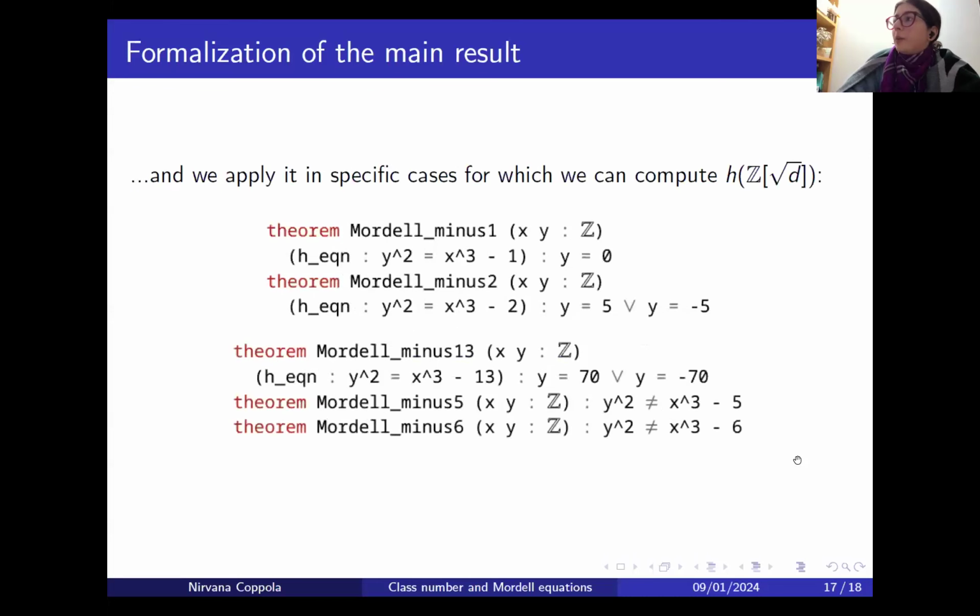And in particular, we applied it in specific cases, for example, the ones that I mentioned, talking about the class number computation. So for example, in the last 2 lines that you see here, for d equal to -5 and -6, it can be proven that there are no solutions to the Mordell equation, while for the other 3 examples that I printed, one can find the solutions, and in this case, the only solutions have y equal to 0. But in this other case, there are 2 solutions that are one the opposite of the other.